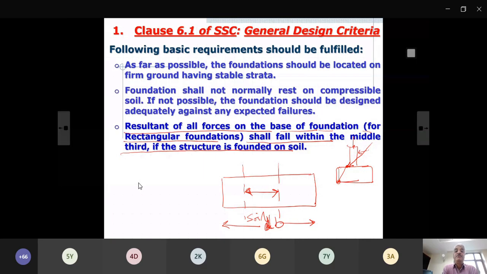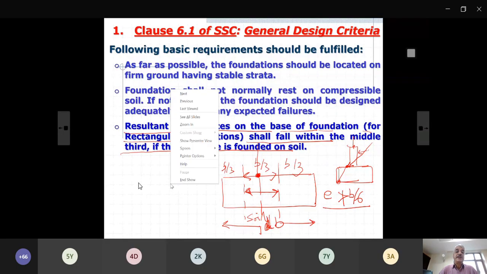If this is B, this will be B by 3, this will be B by 3, this will be B by 3, and this is your center of foundation. So your maximum eccentricity, which will be measured from here, can be either this or this. Said eccentricity should not be more than B by 6. That is what it means. Your resultant of all the forces should hit in the middle third, or indirectly you can say your eccentricity should not be more than B by 6 for rectangular foundation.